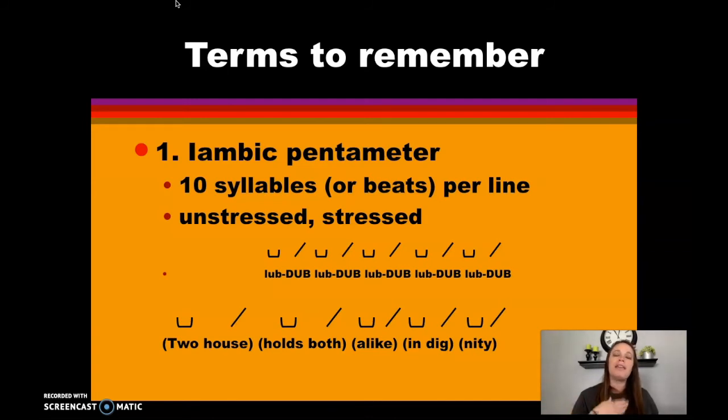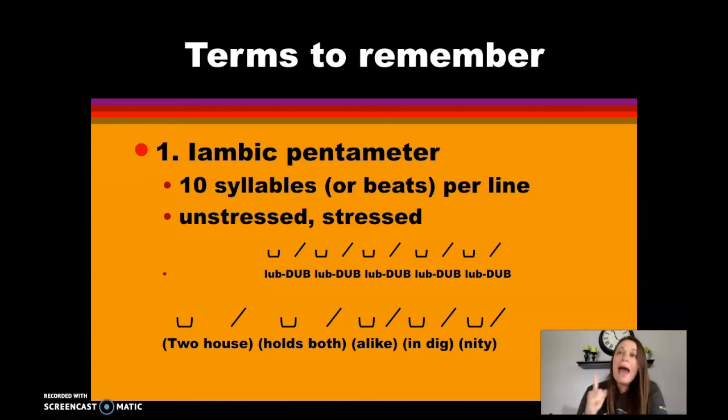I think in the video you watched, it said it kind of mirrors the heartbeat. Da-dum, da-dum, da-dum, da-dum, da-dum. There are 10 syllables, and what are called 5 iambs. It's called an iamb because that's the combination of an unstressed syllable and a stressed syllable. So that's one iamb. And pentameter, you guys know the word pentagon, that means it has 5 sides. So pentameter means there are 5 of them.